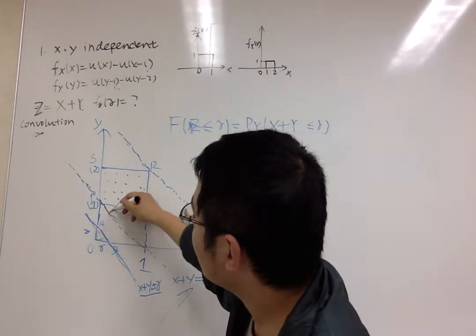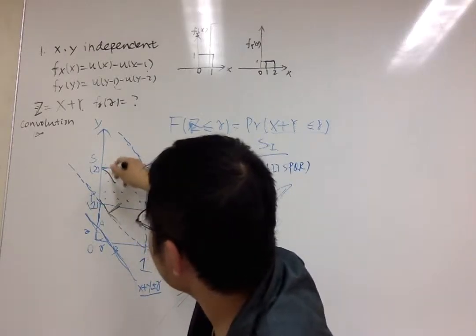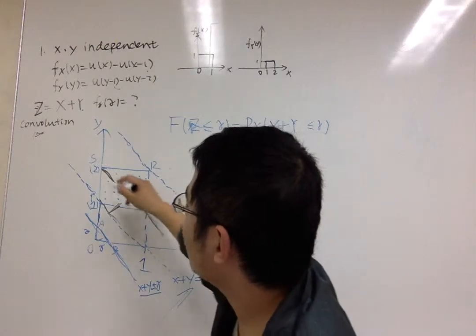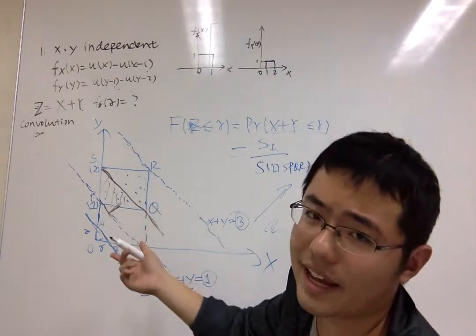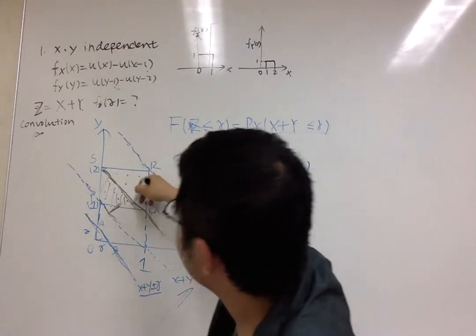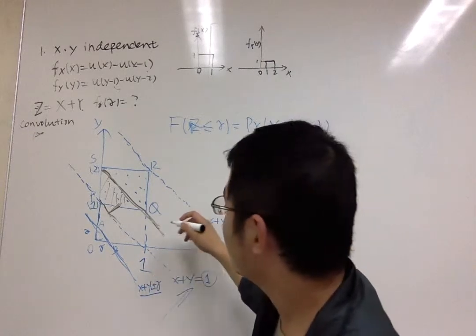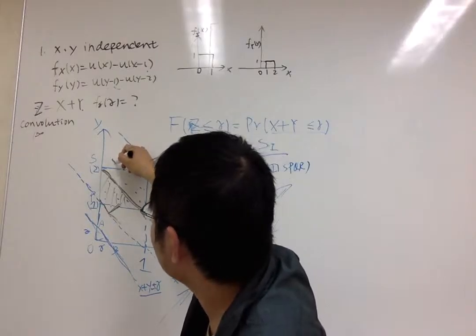When we move the line, when z is smaller than this, the area we're talking about, the black shaded area, is a triangle. But if we move z to larger than this, and we continue moving the straight line, we're going to see something like this one.